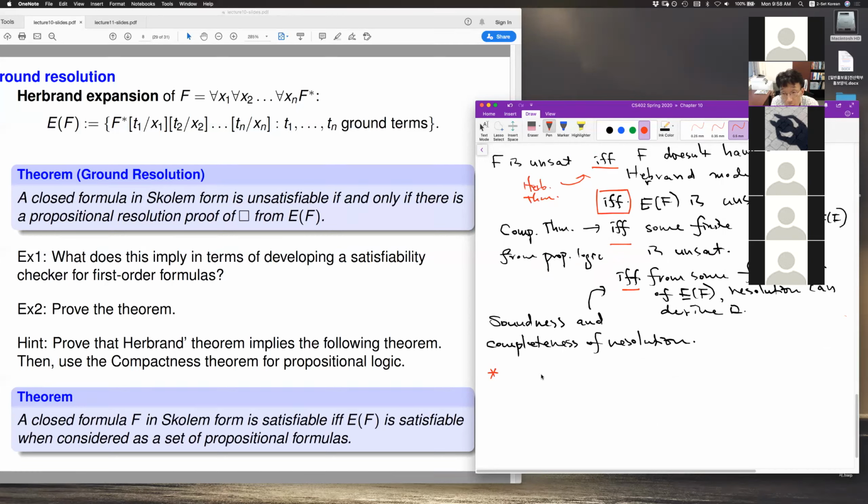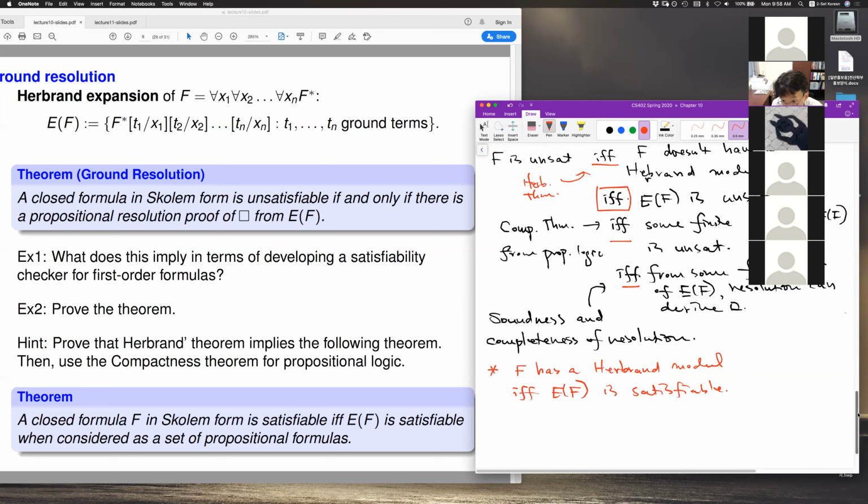So what we're going to prove is the contrapositive of that statement, which means that F has a Herbrand model if and only if E of F is satisfiable. Okay, so how can you prove it? Let's prove the contrapositive: F has a Herbrand model if and only if E of F is satisfiable.